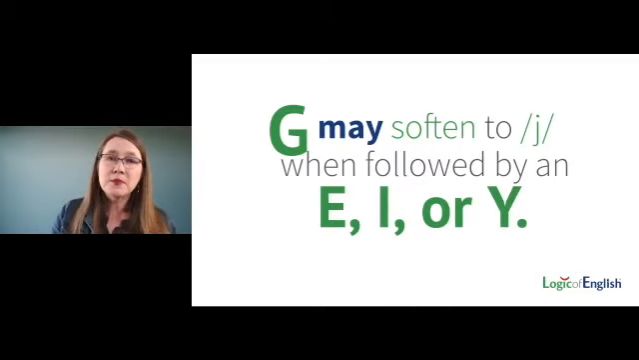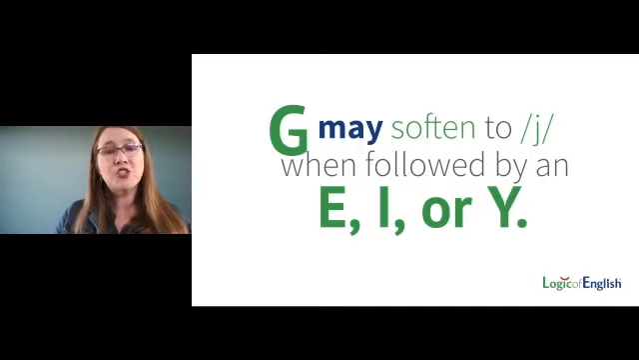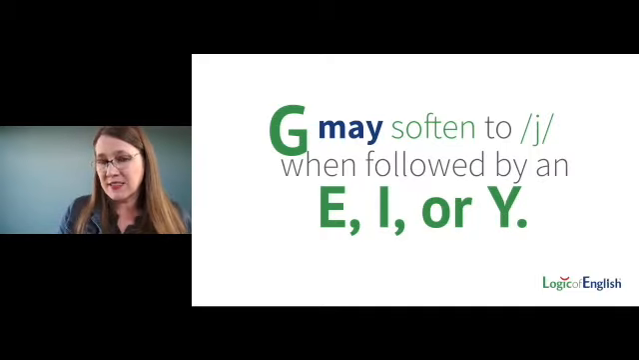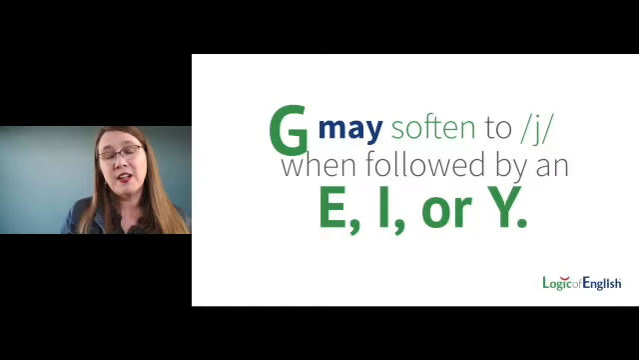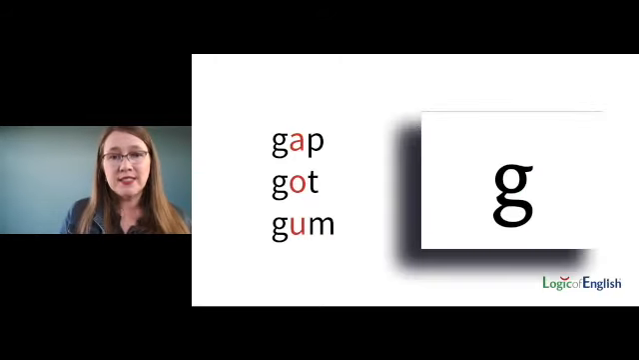But the principle here is that we need to teach accurate spelling rules. Notice C always softens to S. However, G may soften to J when followed by an E, I, or Y. So our spelling rules need to be accurate and reflect what actually happens.